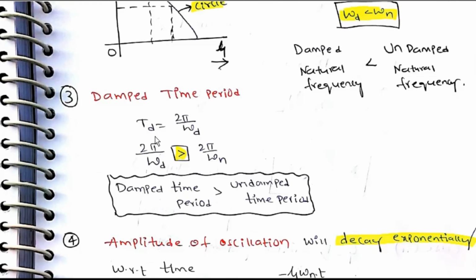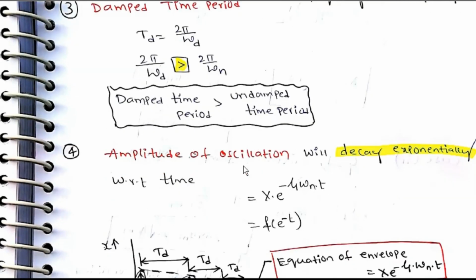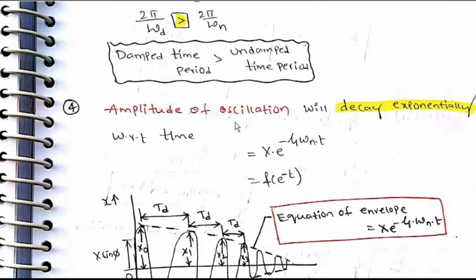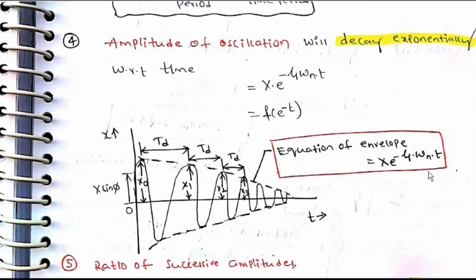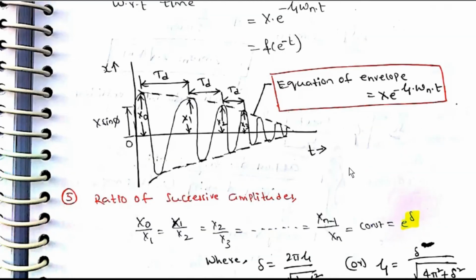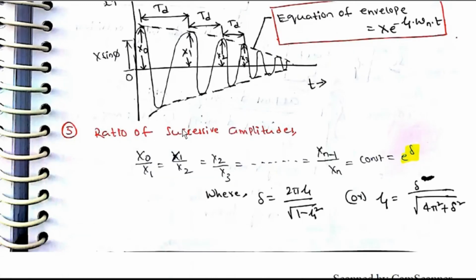Damped time period Td = 2π/ωd, which is greater than 2π/ωn. Damped time period is greater than undamped time period. Amplitude of oscillation will decay exponentially with respect to time, X e^(-ε ωn t), a function of e^(-t). As Td increases, it will decrease.